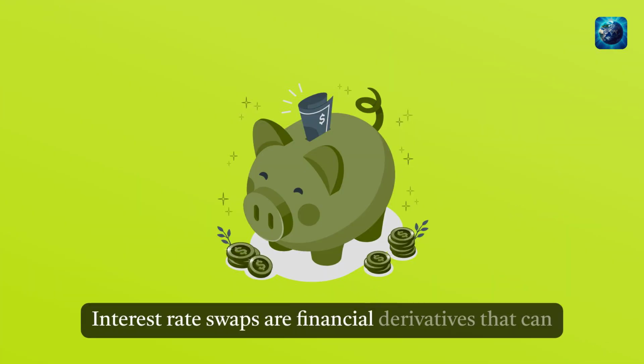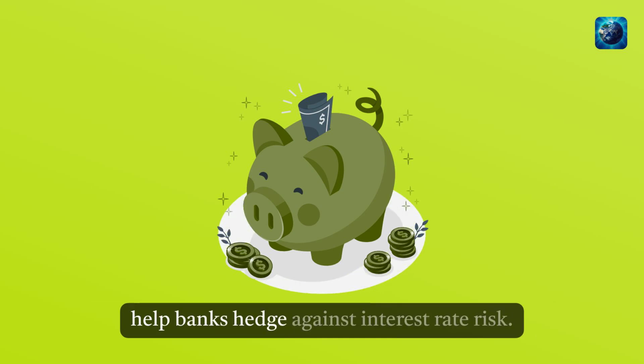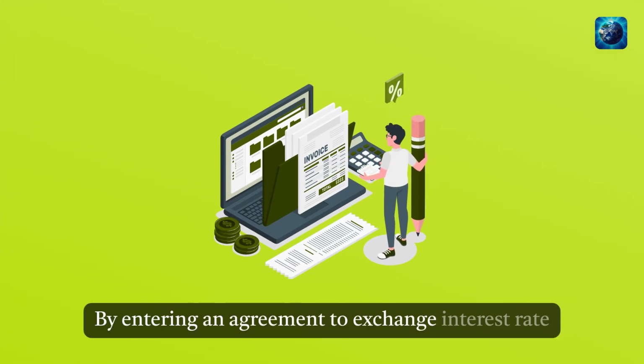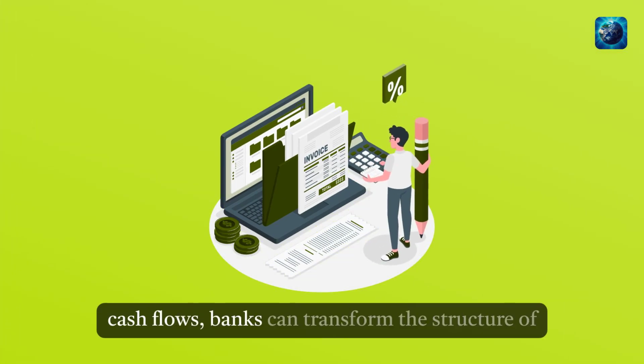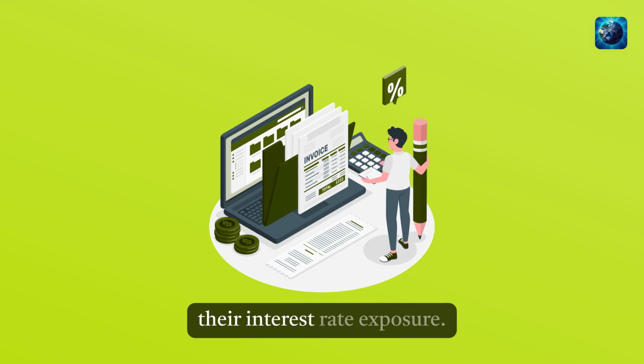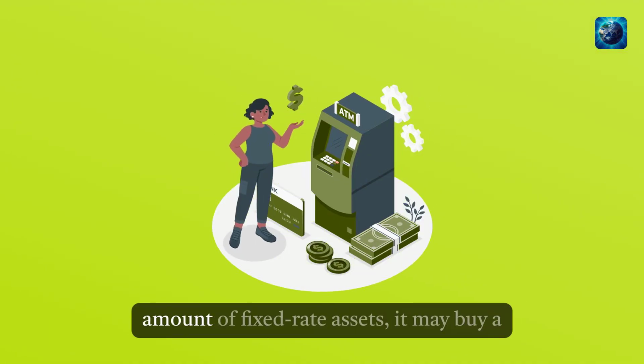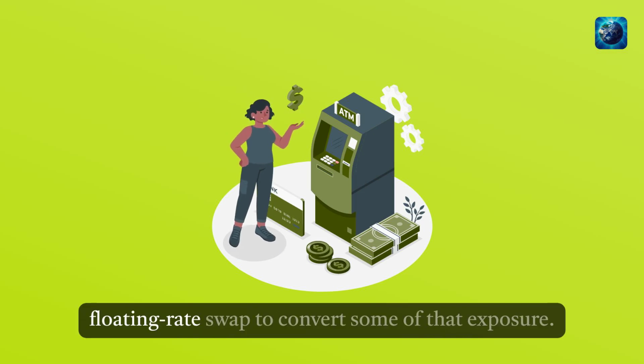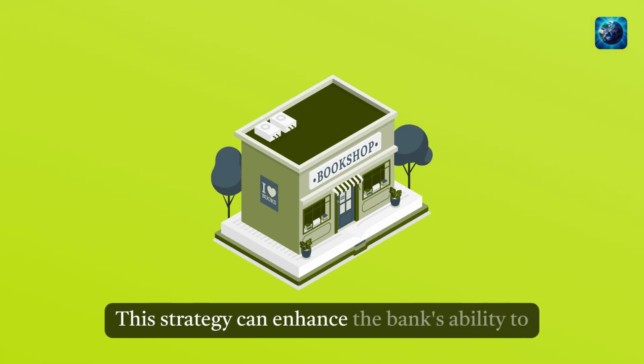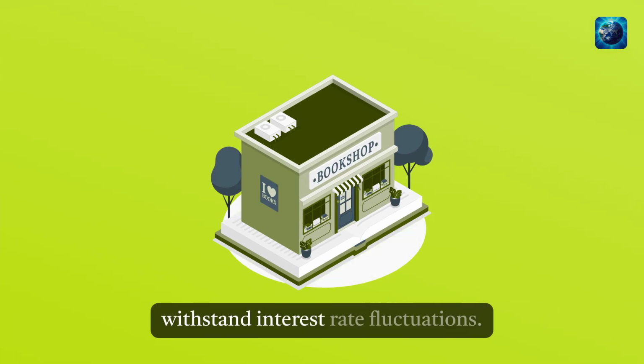Strategy 3: Interest rate swaps. Interest rate swaps are financial derivatives that can help banks hedge against interest rate risk. By entering an agreement to exchange interest rate cash flows, banks can transform the structure of their interest rate exposure. For instance, if a bank has a considerable amount of fixed-rate assets, it may buy a floating rate swap to convert some of that exposure. This strategy can enhance the bank's ability to withstand interest rate fluctuations.